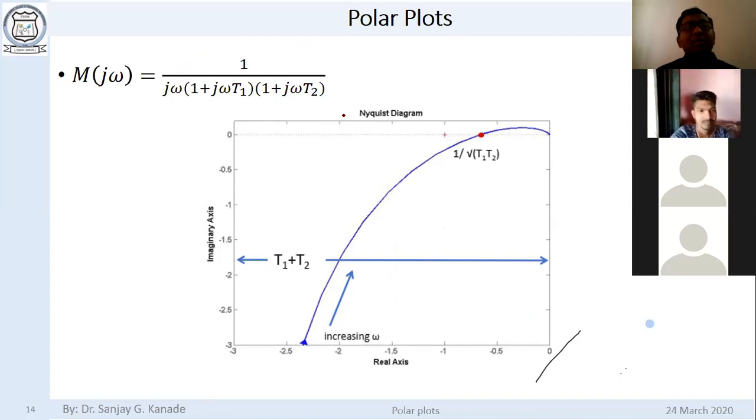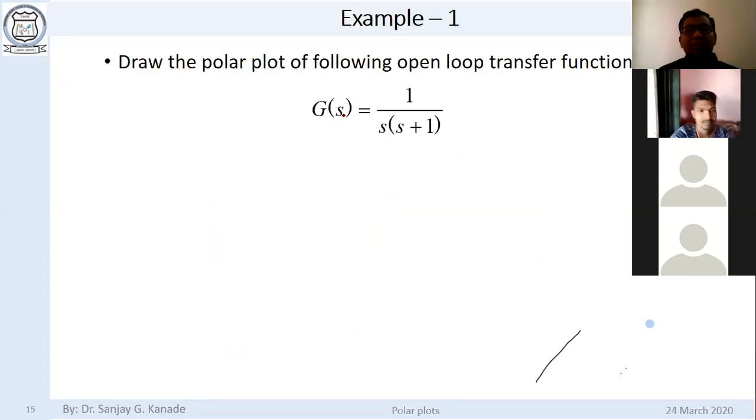The point is, why are we doing all this? Why is it important to draw a polar plot, and what are we going to get from that? Ultimately, we are going to do system analysis, and what we want to find out is whether the system is stable or not. What is the relative stability of the system? And for that, we will see how to go for the stability analysis.